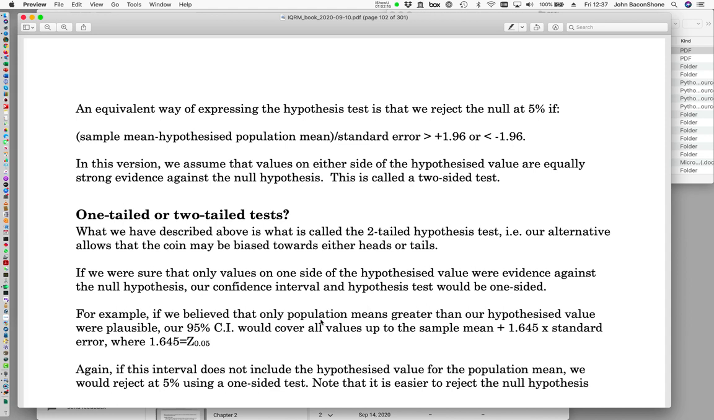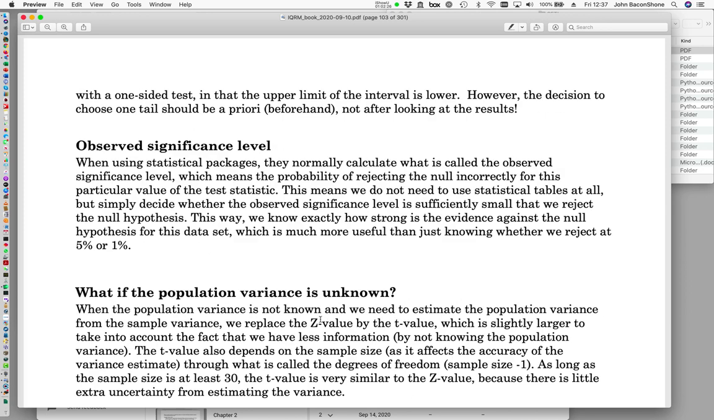Now, of course, that means it's easier to reject the null hypothesis if our value is already on that side. So it's tempting to say, oh, I'm only interested in this particular situation, so I'm only going to do a one-sided test. But the decision to choose a one-sided test must be made before we do the testing, not after looking at the results. Otherwise, that's cheating. You're essentially making it easier to reject.